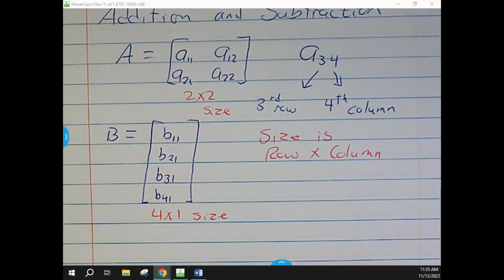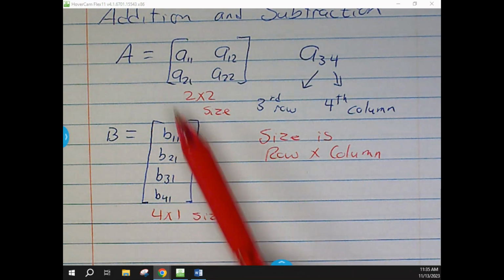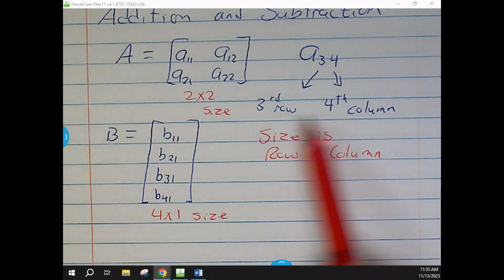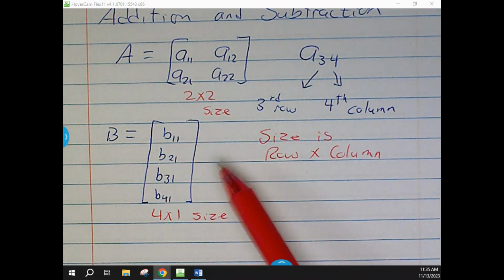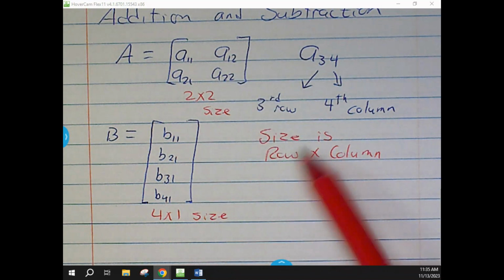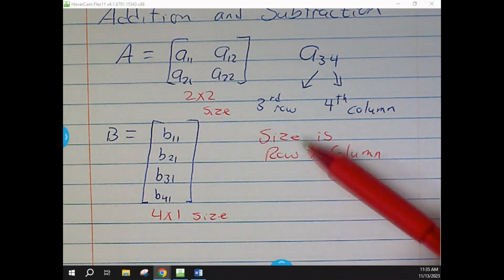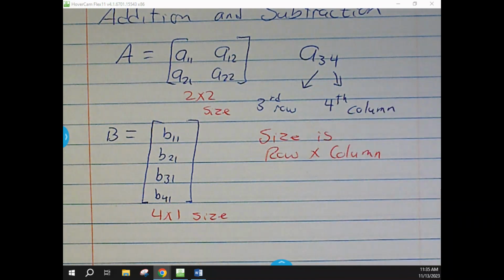Before we get to the addition and subtraction part, we have to make sure everybody understands what's going on. When we talk about matrices, which is plural for matrix, the little subscript numbers are talking about its location. Again, the first number is your row, second number is your column. Anytime you talk about the size of a matrix, it's always the rows and the columns. Rows is always first, columns is always second.